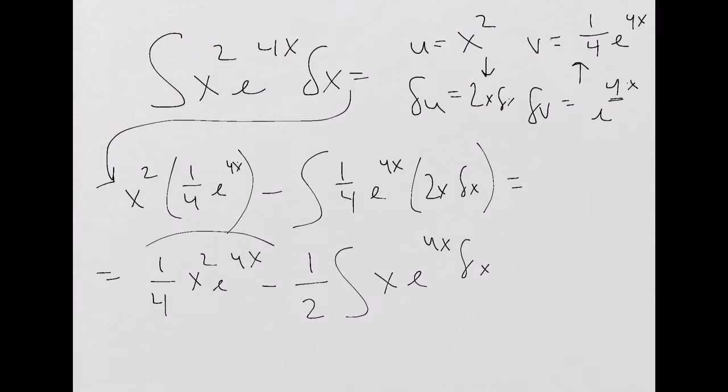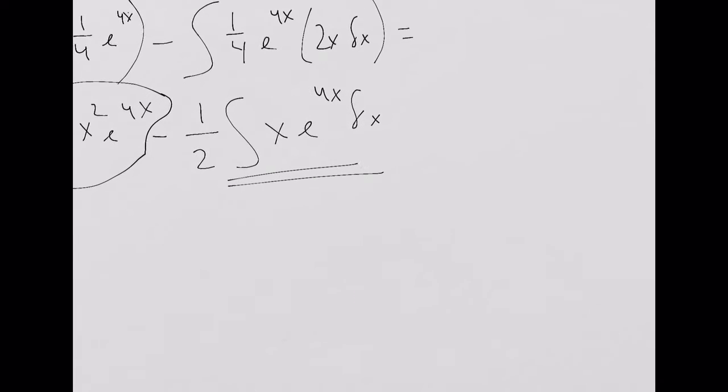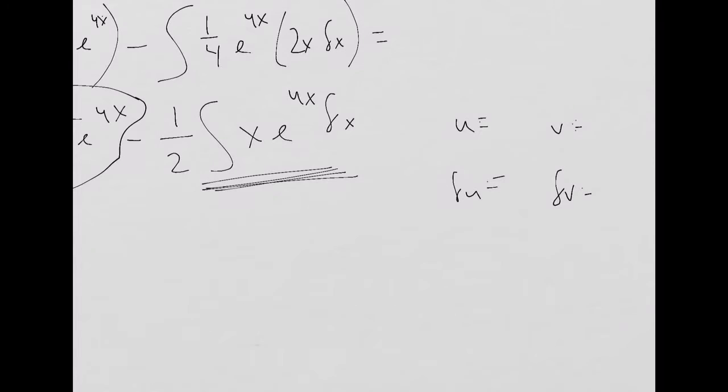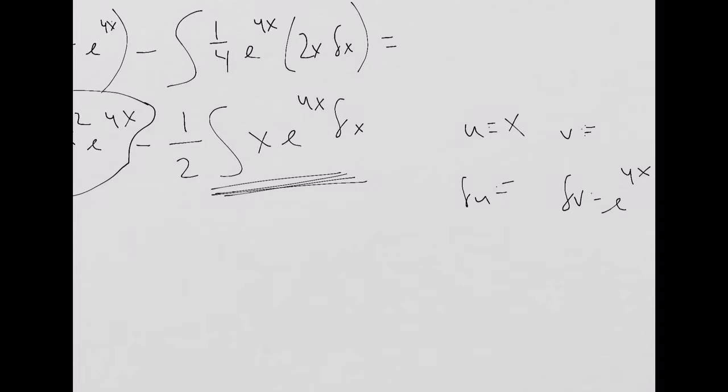Well, this is good. I like this part. But this one I still need to integrate. So what I'm going to do is another integration by parts. So I have another u and another v, and we're just going to do it again until we can actually integrate this thing. Like right now we can't integrate this yet. So my u, I'm going to guess, is x, because again I think it's going to go away. My dv is going to be e to the 4x.